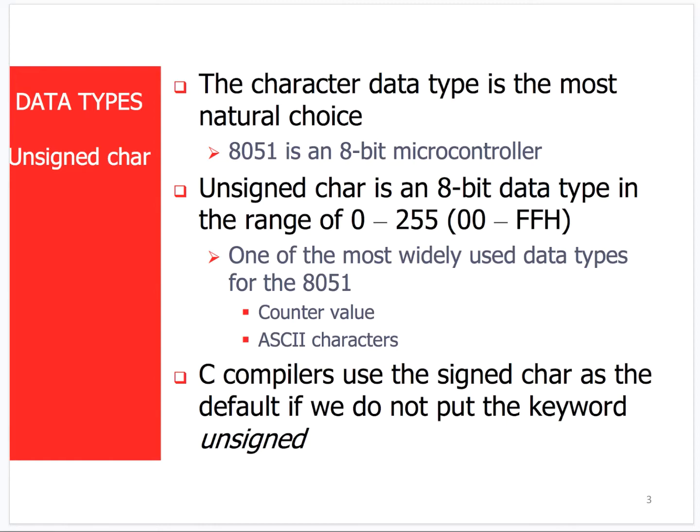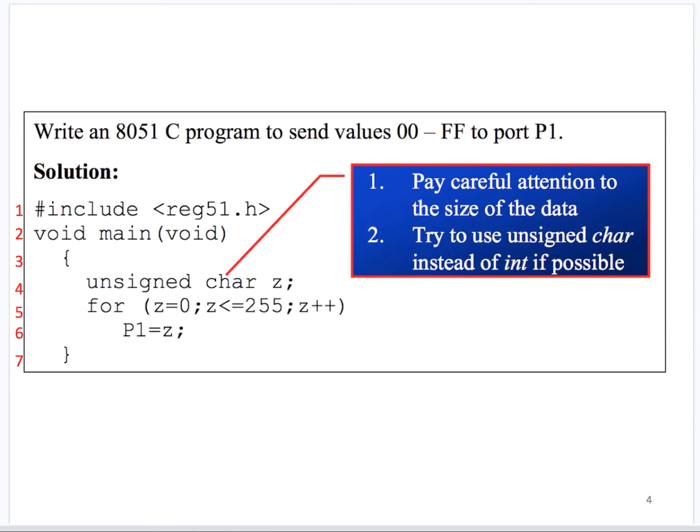Unsigned char is an 8-bit data type in the range of 0 to 255, or from 0 to FFH. Unsigned char is one of the most widely used data types for the 8051. Examples are counter values and ASCII characters. C compilers use signed char as the default if we do not put the keyword unsigned.